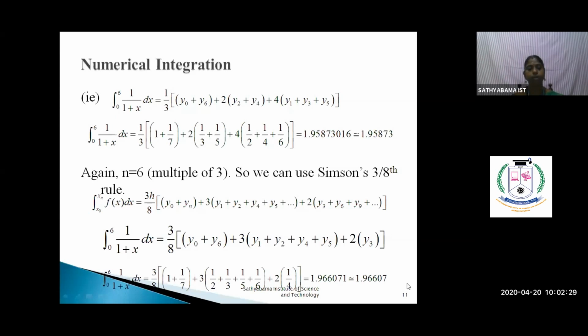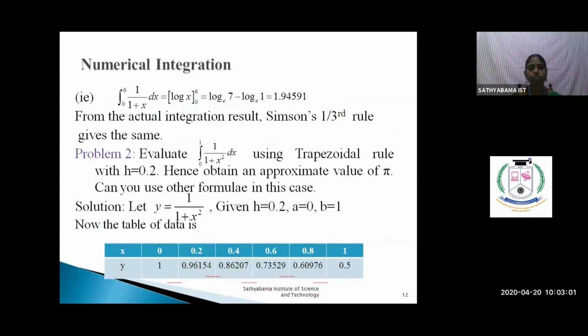Okay. So what is my rule? 3/8 of [y0 plus y6 plus 3 times of y1 plus y2 plus y4 plus y5 plus 2 times of y3]. That's equal to, the answer is what? 1.966071. That is approximated to 5 places of decimal, since 1 is less than 5. So I can omit that one, and you can have the answer 1.96607. So that's what my answer is by Simpson's 3/8 rule.